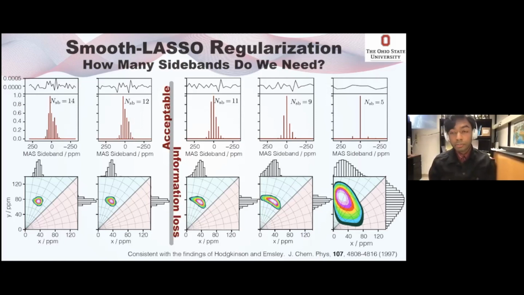And if you go even further below, to say 5 sidebands, then not just do you have uncertainty in the asymmetry parameter, but also in the anisotropy parameter itself. And in the limit that the number of sidebands equals 1, the uncertainty goes to the entire surface of this XY plane. The results that we see in this one slide illustration are consistent with the findings of Hutchinson and Emsley, where they studied the reliability of the shielding tensors based on spinning sidebands.